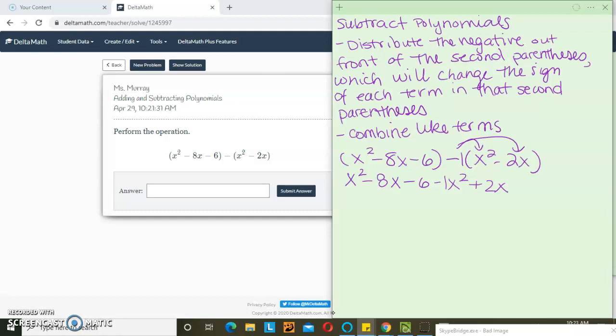So now I'm going to combine like terms. I look at my x squared. I have a negative 1x squared. So really this is a positive 1. A positive 1 minus 1 goes to 0. So these actually cancel out, so I'm not going to have an x squared term in my final answer. Then I have a negative 8x and a positive 2x, which combines to be negative 6x. Again, nothing to go with my constant, so just minus 6. So I have negative 6x minus 6 as my final answer.